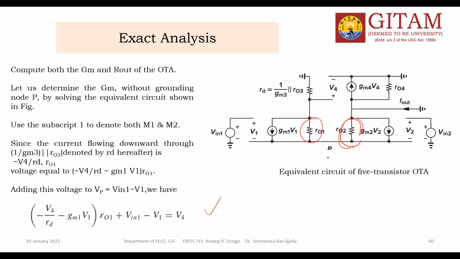So according to the exact analysis, first draw the equivalent circuit of the OTA, the 4 transistors. Then assume a few things: for M1 and M2, both devices take subscript 1, and 1 by GM3 in parallel with R03 combination, assume it is an RD value. Then you can go for the calculation of the VP value. The voltage at the node P is Vin1 minus V1. You can substitute, and another voltage is V4.